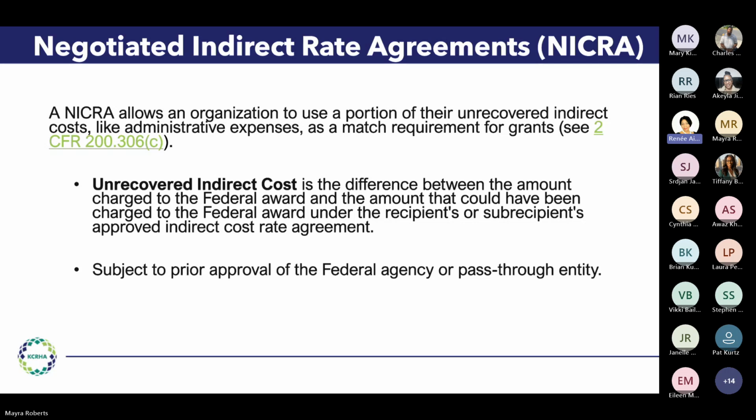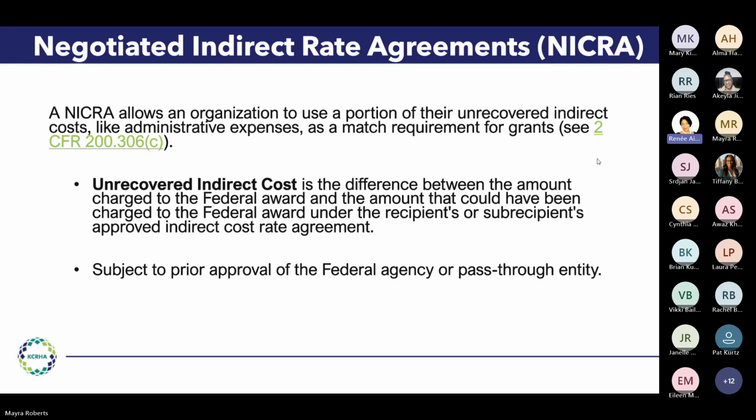So to put this in a real life example, I have a federally funded contract with KCRHA for which I'm allowed to charge indirect. For whatever reason, in my cost budget allocation, I choose not to include indirect costs under that. If you had COC or ESG funds, you could use that amount that you could have charged to indirect as a portion of your match for your COC or ESG funded contract. And for more information on that, again, check out 2 CFR 200.306(c).